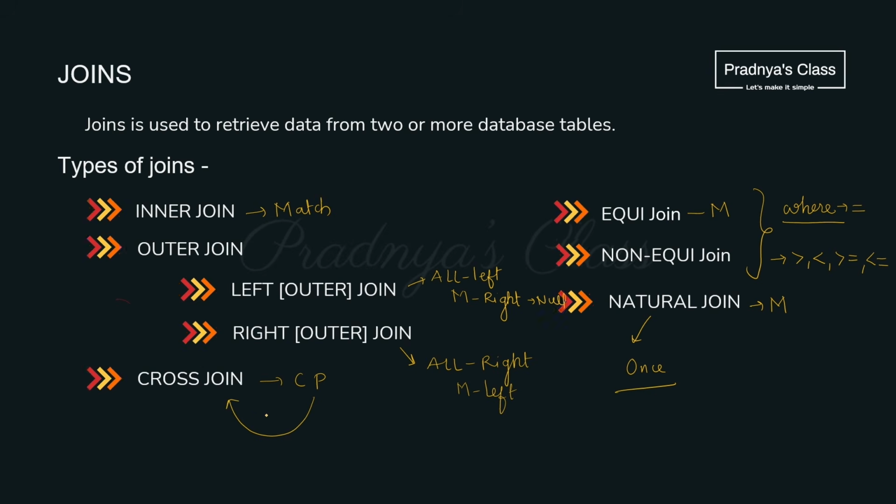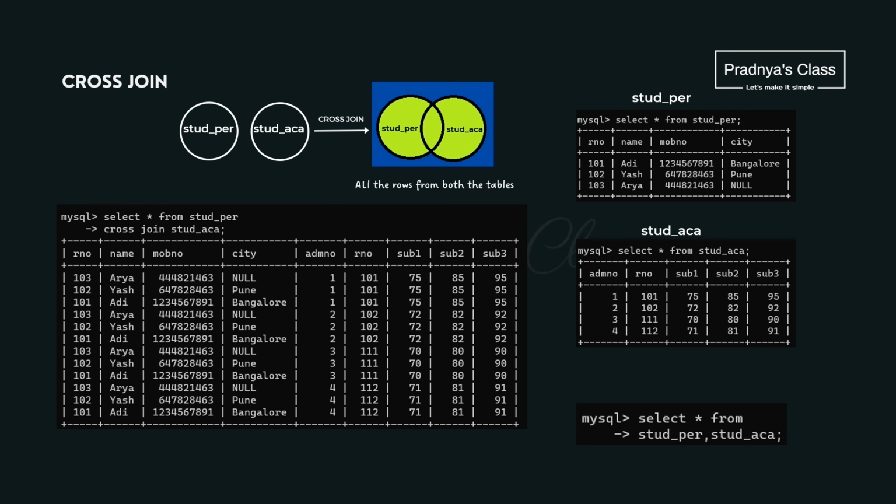How to write the query? Let me show you this slide once again. We have already discussed this in the previous video. For Cartesian product, we use the cross join, and this is how the query will look like. Select star from first table, cross join second table. But we need not mention the cross join. We can directly write the name of both the tables. It will ultimately take the Cartesian product. Select star from first table name followed by second table name.